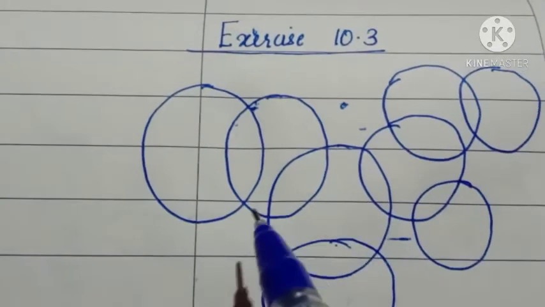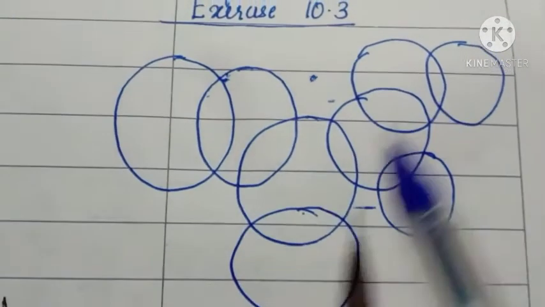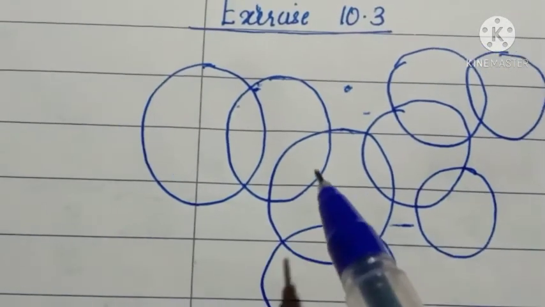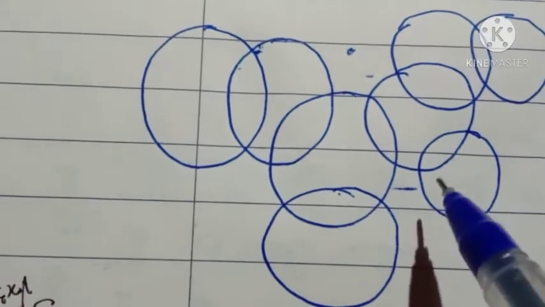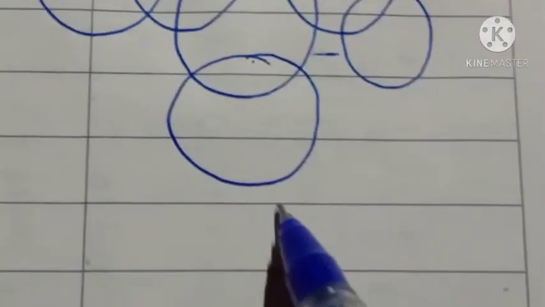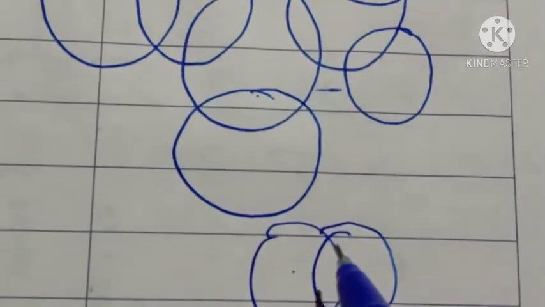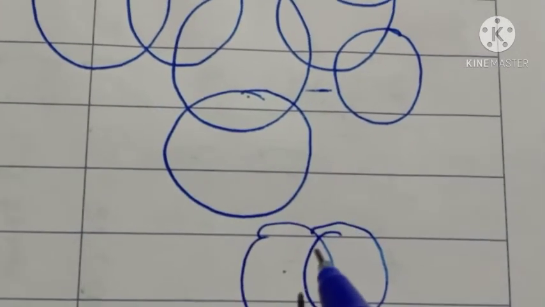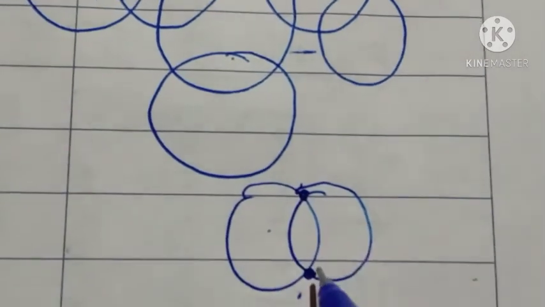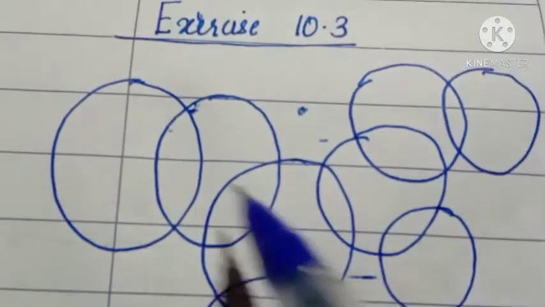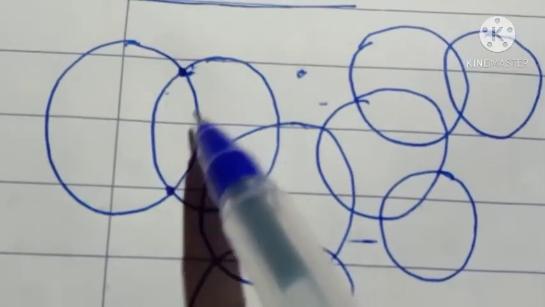See question number 1. Draw different pairs of circles. How many points does each pair have in common? Suppose we take these two circles. Simply we can draw two circles. This is a pair of circles. So the question is, how many common points are there? There are 2. If you take any pair of circles, you can see that there are only 2 common points.